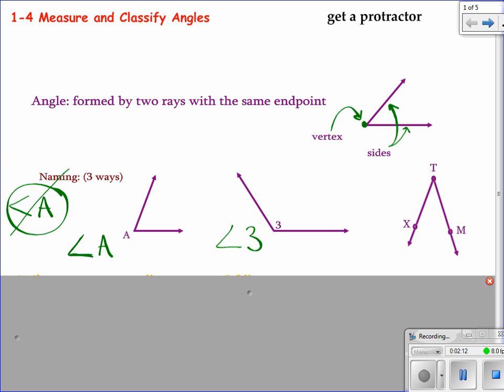Okay, so the first two are really easy. If they just give you a single letter or a single number, you just call it by that letter or number. Now, if they give you three letters on the angle, you have to do them in a certain order. The order needs to wrap around the angle, and you can go either direction, but you can't hop, skip, and jump all over the place. It has to go in order, wrapping around the angle you're talking about. So it could be XTM, or the other way, MTX, making sure that that middle letter is your vertex, which is T on this angle.